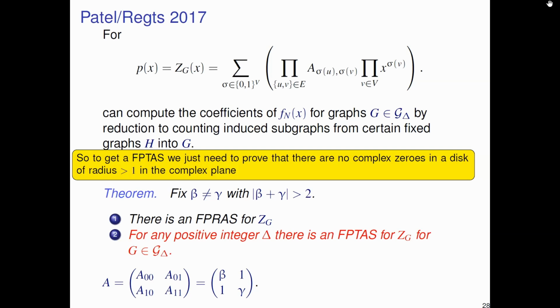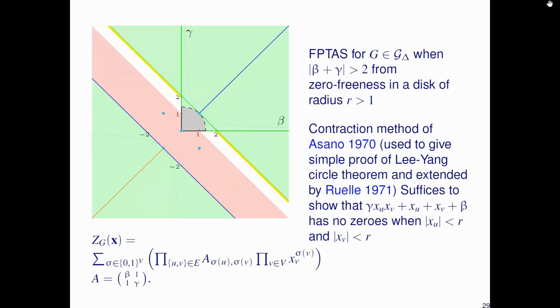Okay, but supposing it is, then to get an FPTAS, all we need to do is prove that there are no complex zeros in a disk in the complex plane. So that's what we do. There are good techniques for looking for zeros of these polynomials. The one we use goes back to Asano in 1970, and it's been well known in statistical physics. Here's our partition function, and I want to prove to you that there's a disk containing the origin that has no complex zeros.